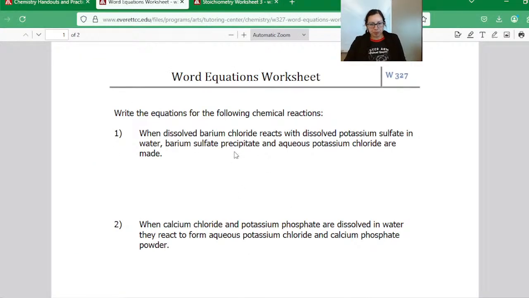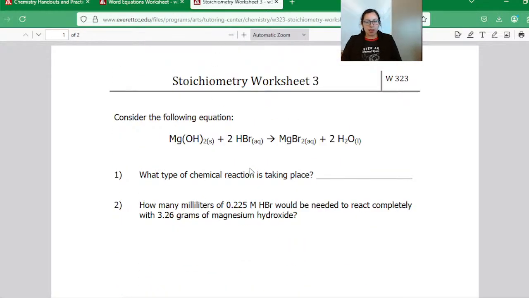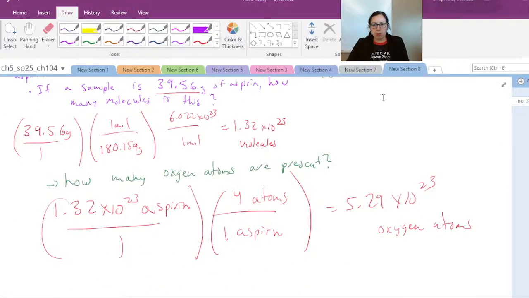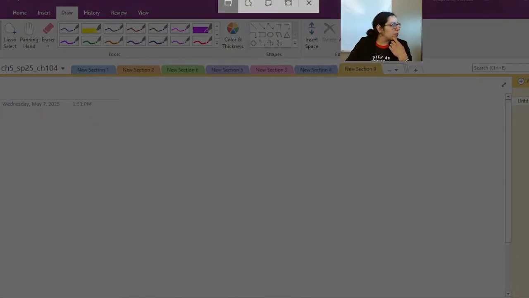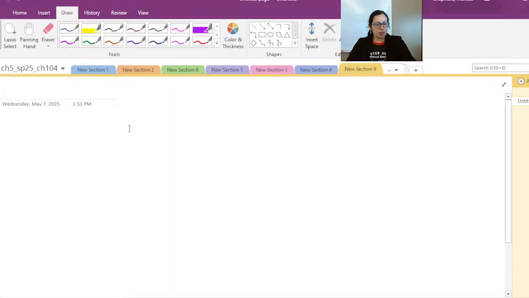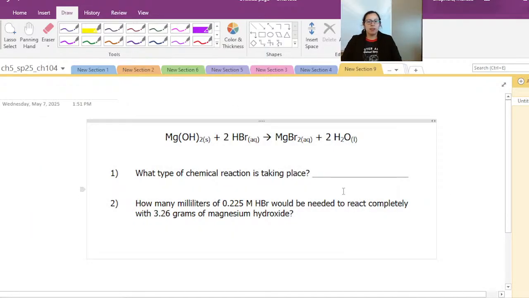Actually, some of these word equations are good. Oh, that's not what I was looking for. But yeah, let's just do this one. Let me copy it over. Sorry, I'll copy it and then you can finish writing it. Let's just start with those first two there.